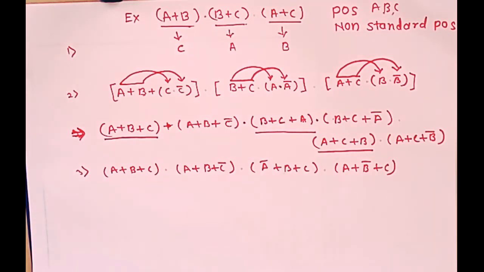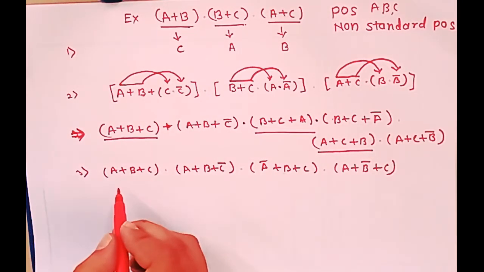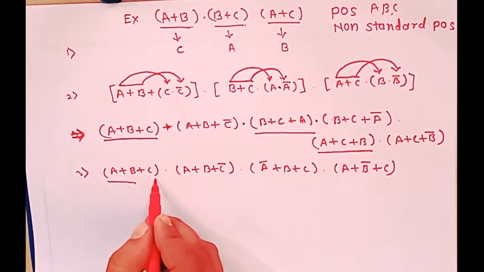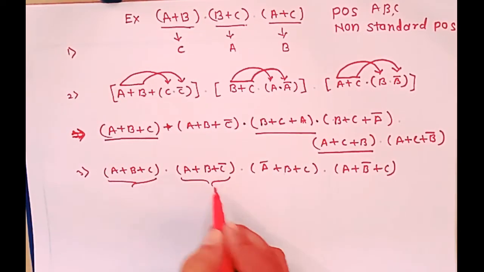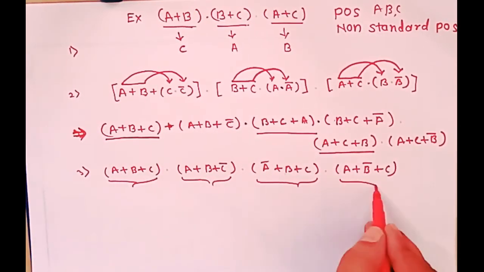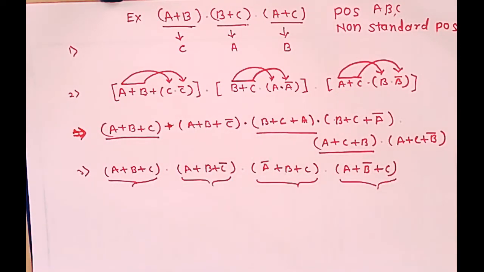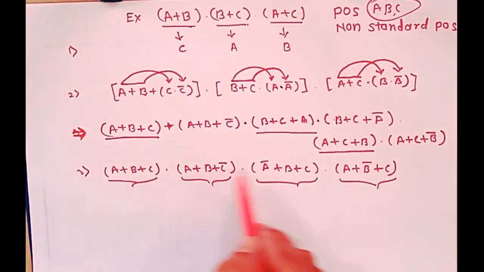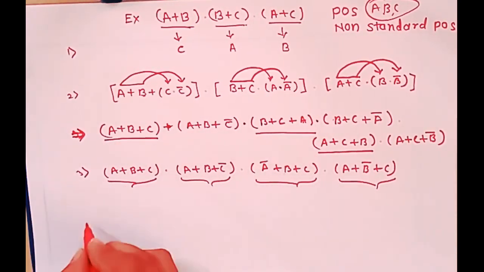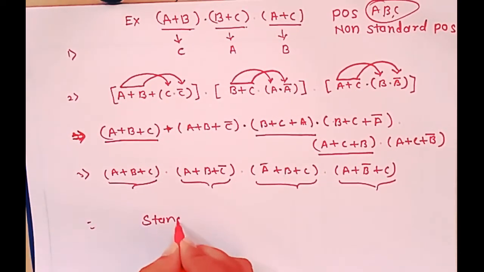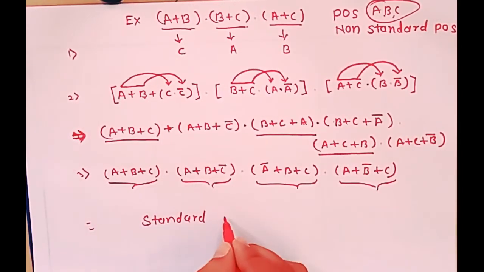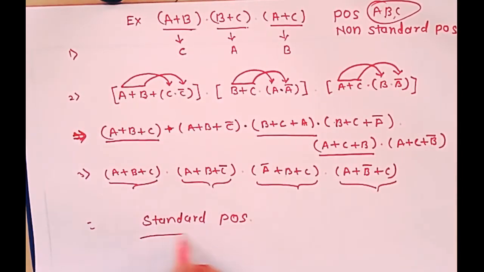Now if you look at this equation, how many sum terms are there? This is the first term, second term, third sum term and fourth sum term, and we have a total of 3 literals. All 3 literals are present in each sum term, so this is a standard POS equation.